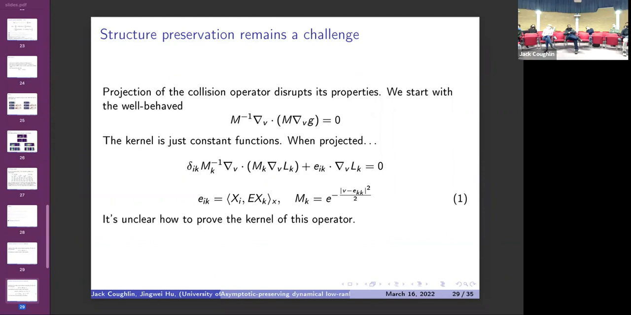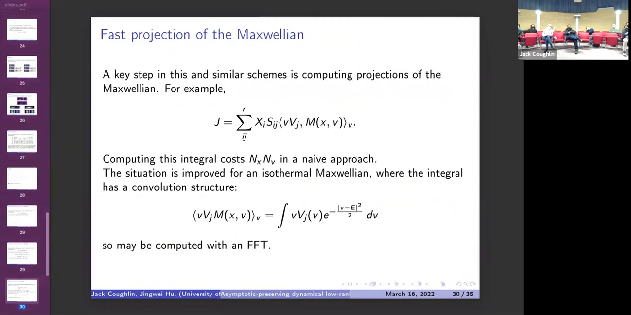And so when it appears inside the collision operator, then projecting that, you're sort of destroying any structure that you were able to show about it. And then second, an aspect of this scheme is that you have to compute a projection of the Maxwellian onto your basis. So for example, in this one, your current density J is defined this way. And so this is like a first moment of F basically, but F represented in the low rank form.